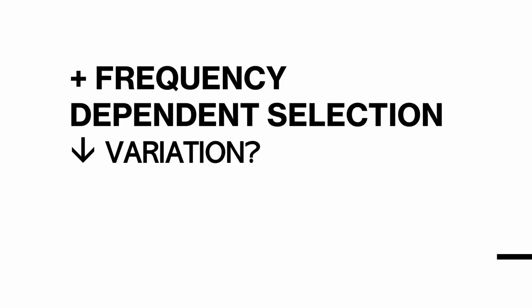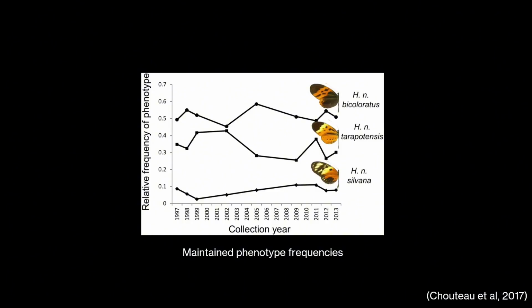Positive frequency-dependent selection tends to decrease variation as it favors more common traits. More frequent traits have higher fitness, leaving those with rarer phenotypes more disadvantaged. In the case of the H. numata tiger pattern butterflies, positive frequency-dependent selection could lead to fixation of the most common, best protected phenotype.